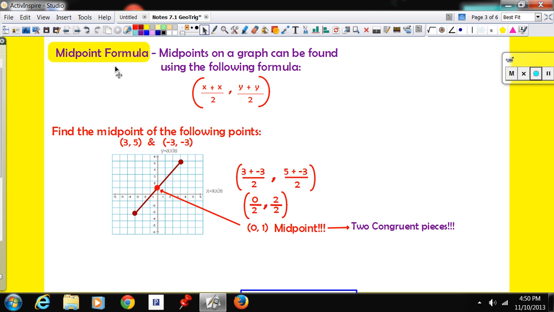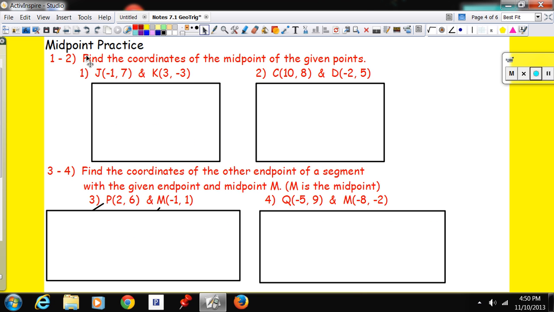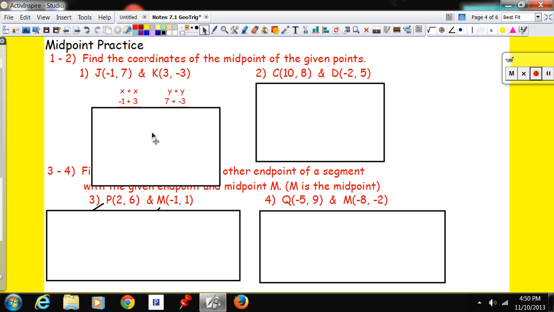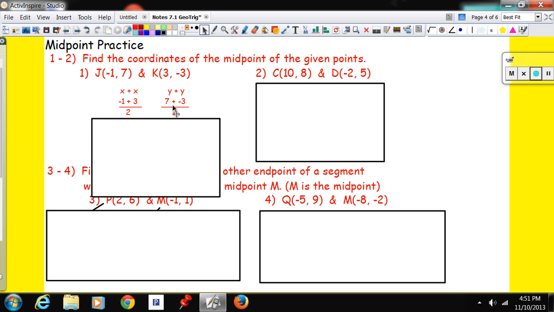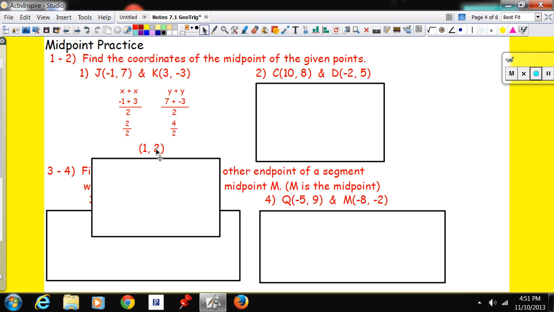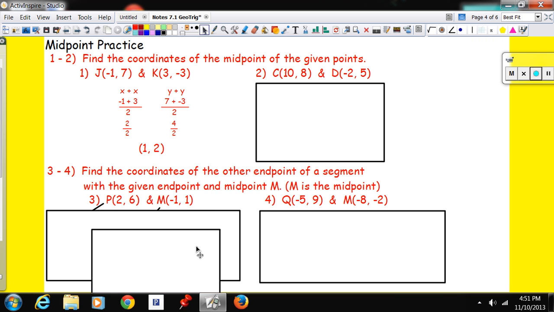All right, going to the next page, practice the midpoint a little bit. So find the coordinates of the midpoint. We've got x plus x. So you've got your x plus x, which would be negative 1 plus 3. Your y plus your y would be 7 plus negative 3. And you're dividing them both by 2 because you're going to find the average to find the middle, which is the midpoint. So you'd end up with a positive 2 over 2. You'd end up with a positive 4 over 2. So your midpoint is the point 1, 2. It would be the midpoint of these two points right there.